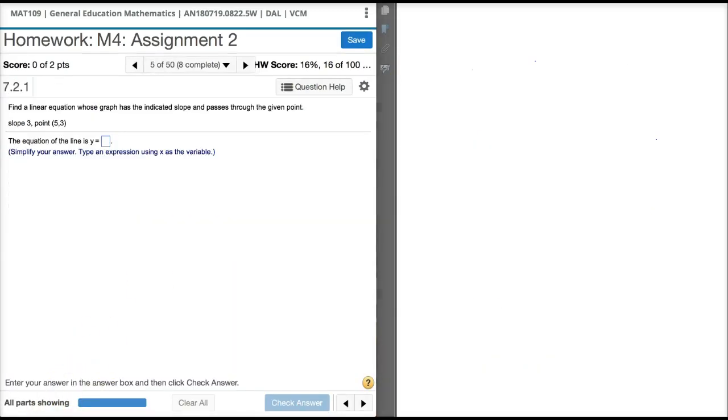All right. So for this question, it says find a linear equation whose graph has the indicated slope and passes through the given point. So for this one, we want to find the equation of a line where the slope is 3 and the point that we're given is (5, 3). This is the x coordinate, that's the y coordinate. Now, notice that we have the point and we have the slope as far as information. So we want to use the point slope form of the equation of a line.